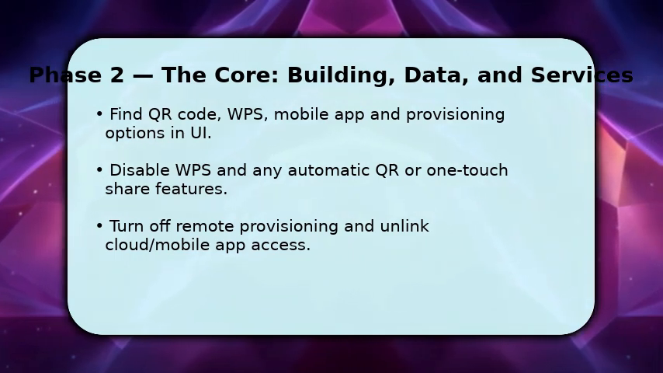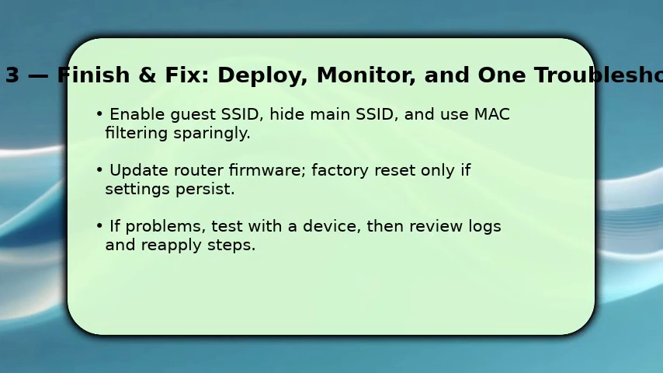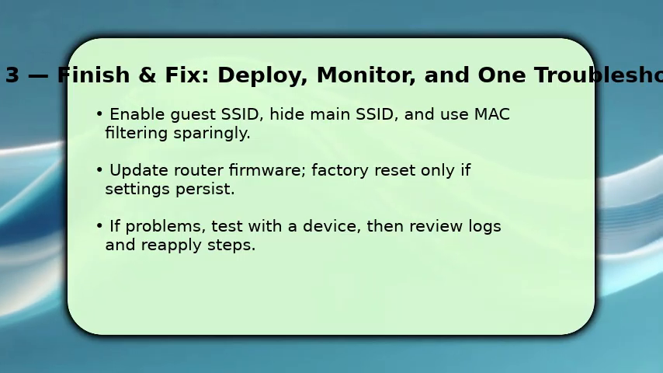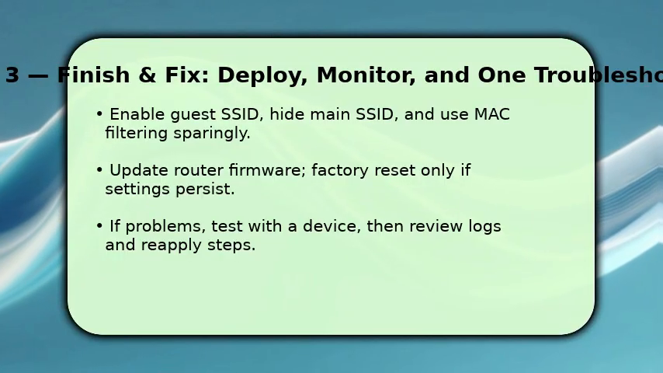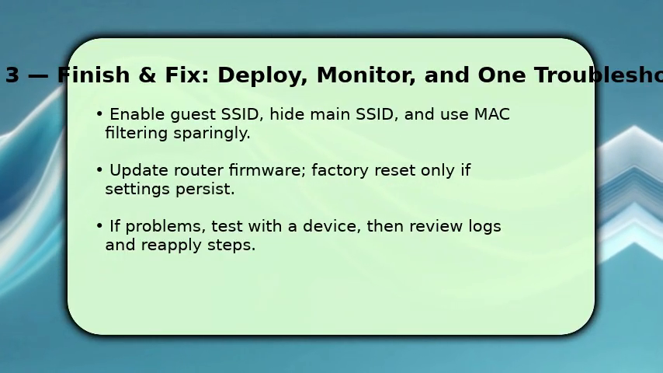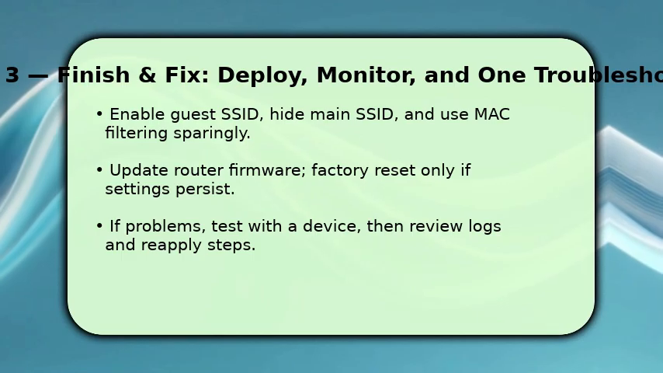To finish, harden the network. Create a guest SSID for visitors, hide the main SSID if needed, and enable MAC filtering as a secondary measure. Remember, it can be bypassed. Check for firmware updates and install them.